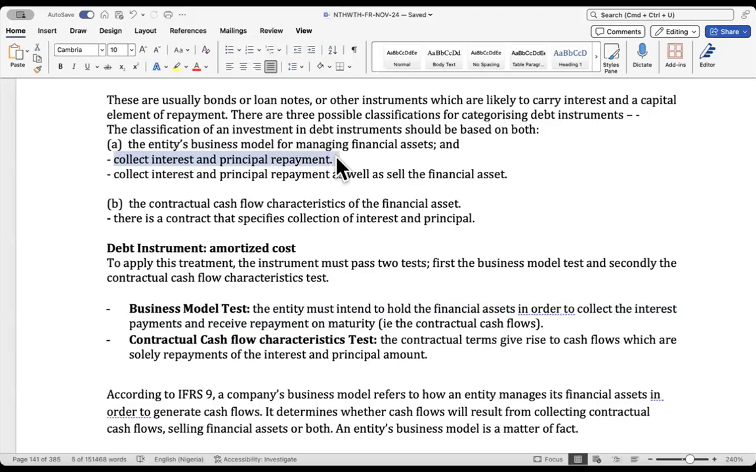Just to collect interest and principal till maturity, meaning you don't have any plan of selling. And of course, this one is a constant thing. There has to be the contractual cash flow characteristics test. There must be a contract that will specify that you're supposed to collect interest and principal. And that is the basis for classifying a debt investment at amortized cost.